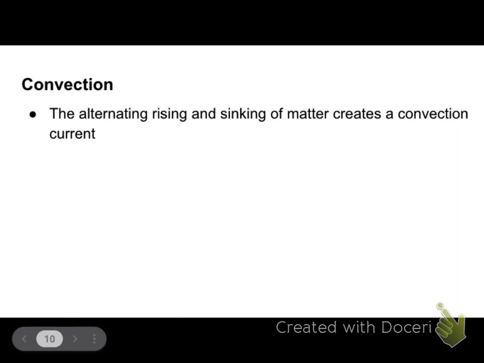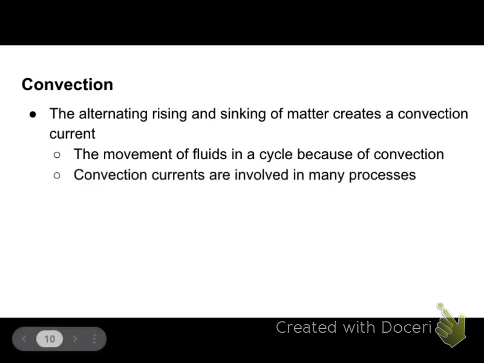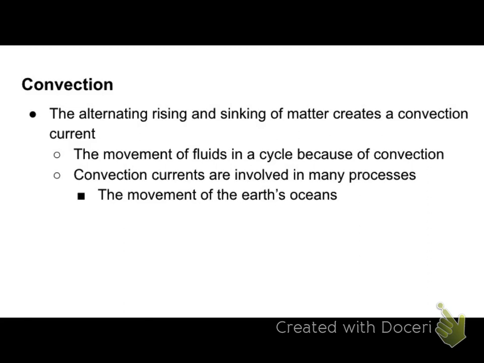The alternate rising and sinking of matter that we just talked about is what creates a convection current. A convection current is just the movement of fluids in a cycle because of convection. Convection currents are involved in lots of things you might not even realize are happening around you. For example, the movement of the Earth's oceans is caused by convection currents. So as the large bodies of water are heated and cooled, convection currents form, and those convection currents are part of what causes the actual ocean currents that move water from one location to another.